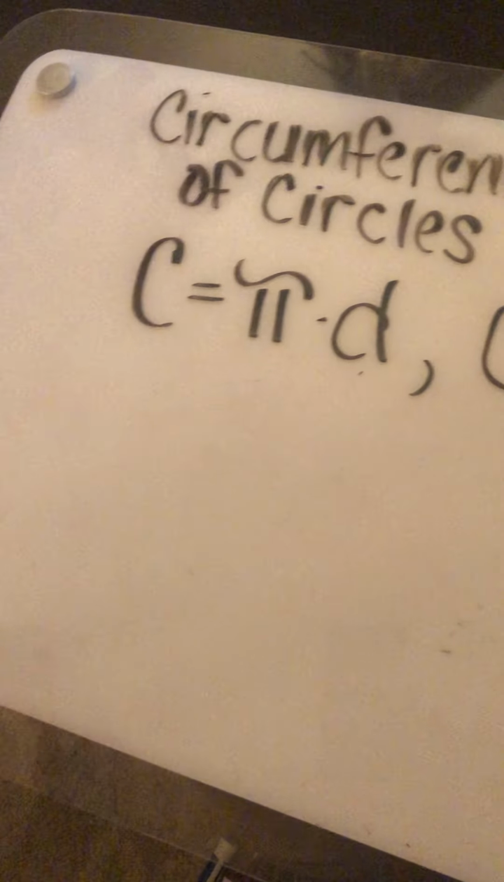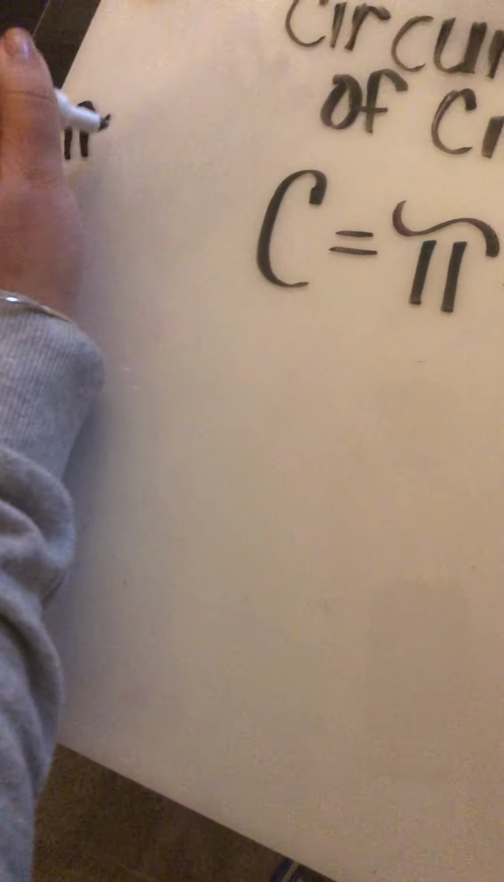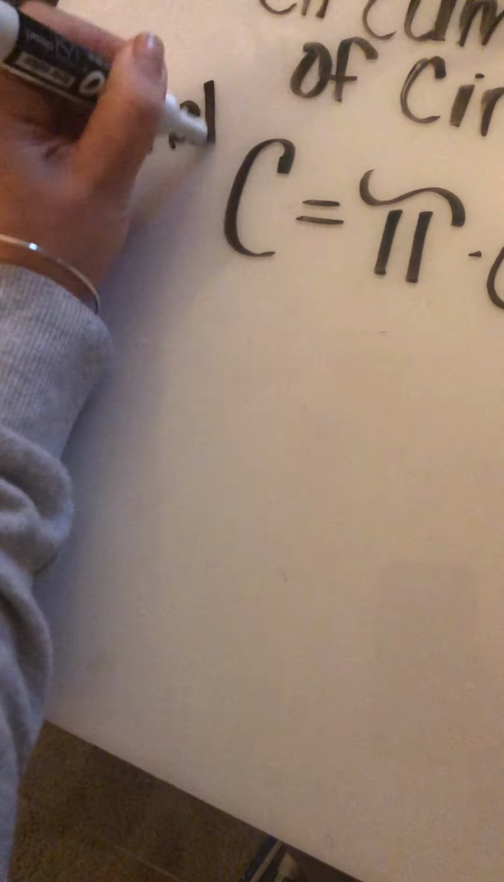Now, if you remember, pi is a very special number because it never terminates and it never repeats. That's why we call it irrational. If you remember, we did that in the beginning of the school year when we were talking about numbers. That's because this number goes on and on and on forever, never terminates, never repeats, doesn't have any kind of pattern.